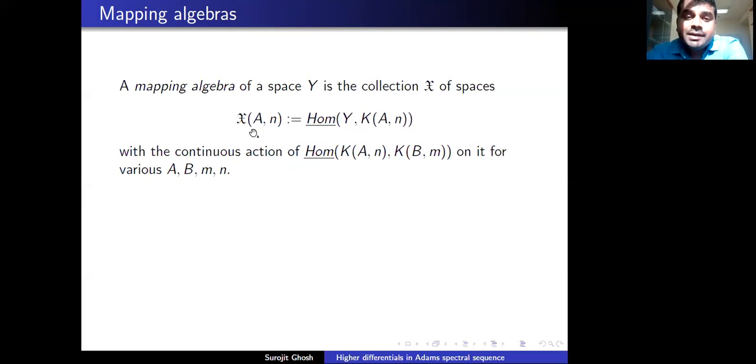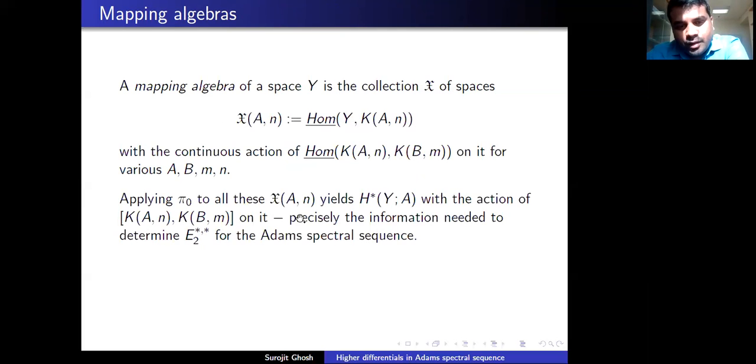So that means this mapping algebra, this definition, encodes all the information about the E2 page. So pi zero of this mapping algebra encodes all the information about the E2 page of our Adams spectral sequence. So this gives you the motivation to say something in general.